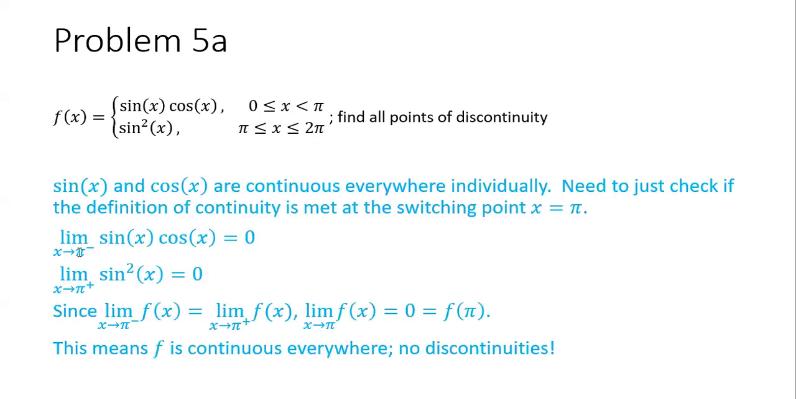So limit as x approaches pi from the left, that's this branch, it's 0. Pi from the right, that's this branch, that's also 0. Since the two one-sided limits are the same, the two-sided limit is 0. And what is f of pi? It is 0. It's equal on this branch. So that means f is continuous everywhere, and there's no discontinuities.